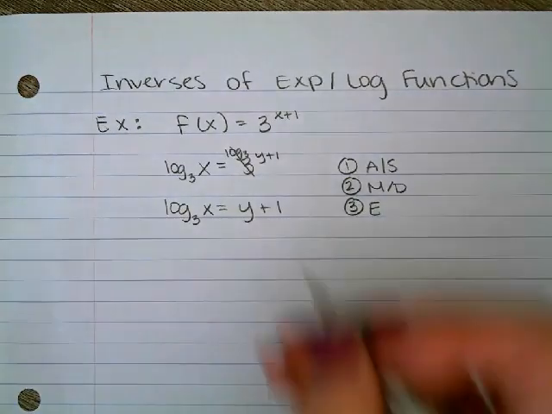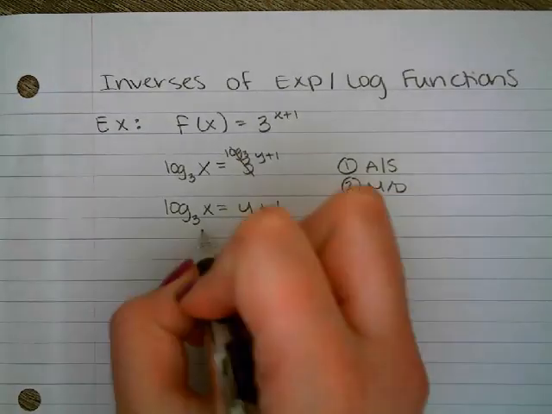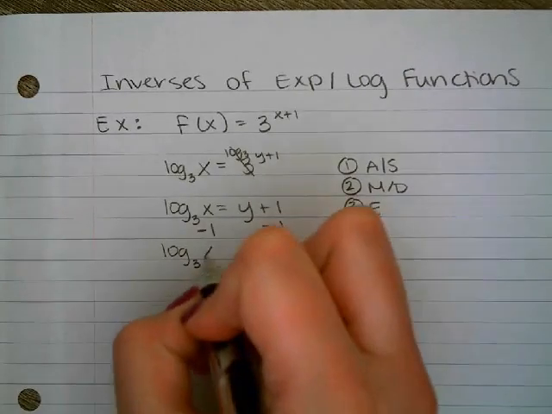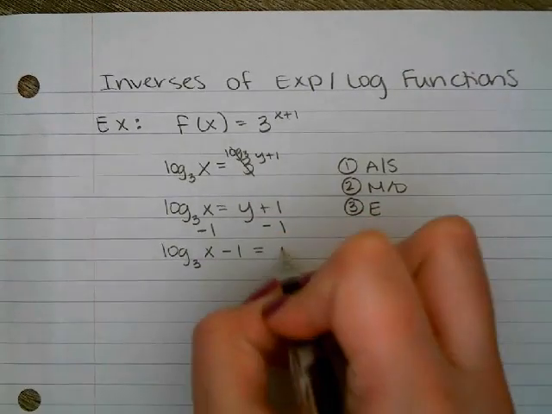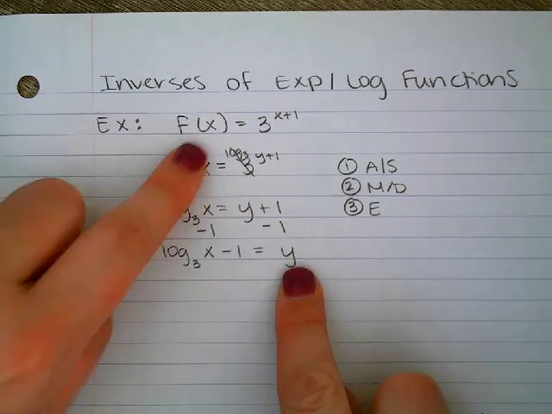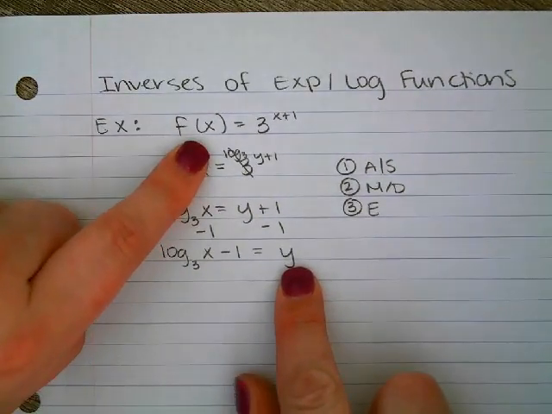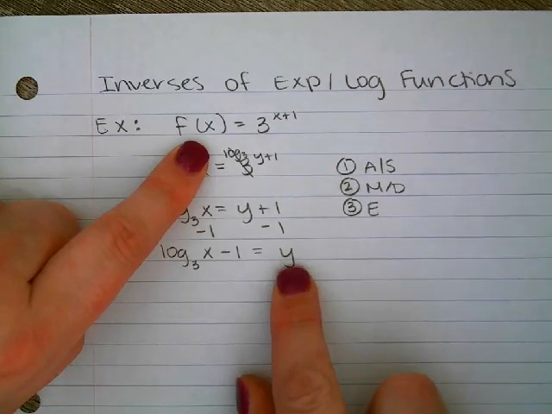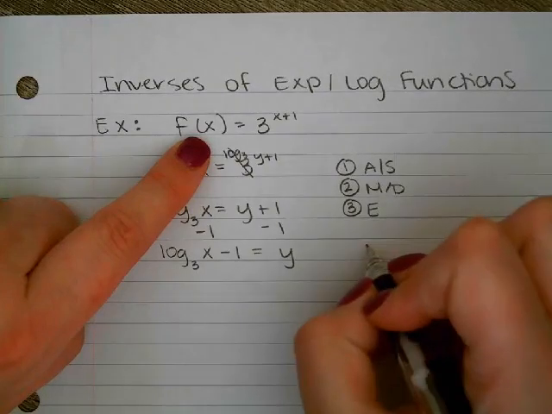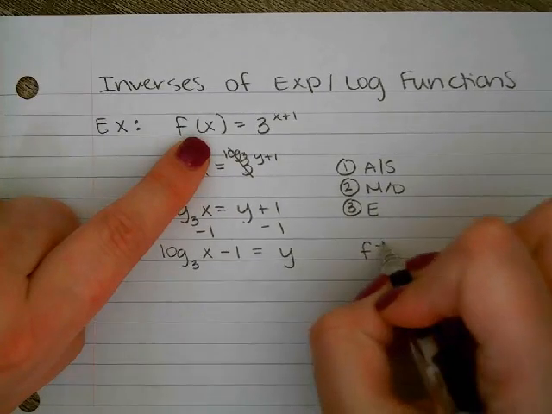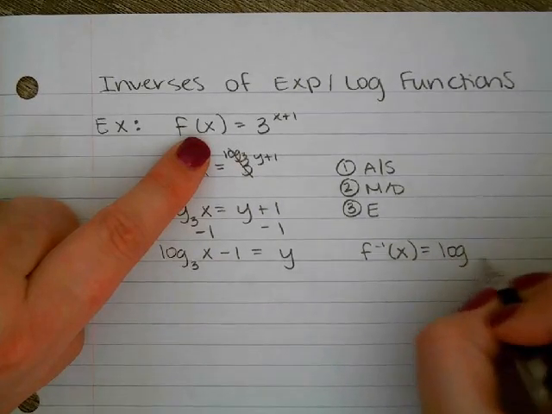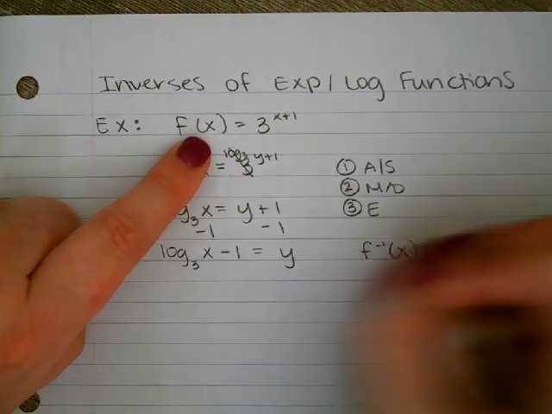Now to get the y alone, I can just go ahead and minus 1. That's not too bad. And so I have log base 3 of x minus 1 equals y. To finish up, the y is isolated, but I need my notation to match the beginning of the problem, and I need to show that I have the inverse. So this is f of x, this is y. I'm going to write at the end that I have f inverse of x equals log base 3 of x minus 1.